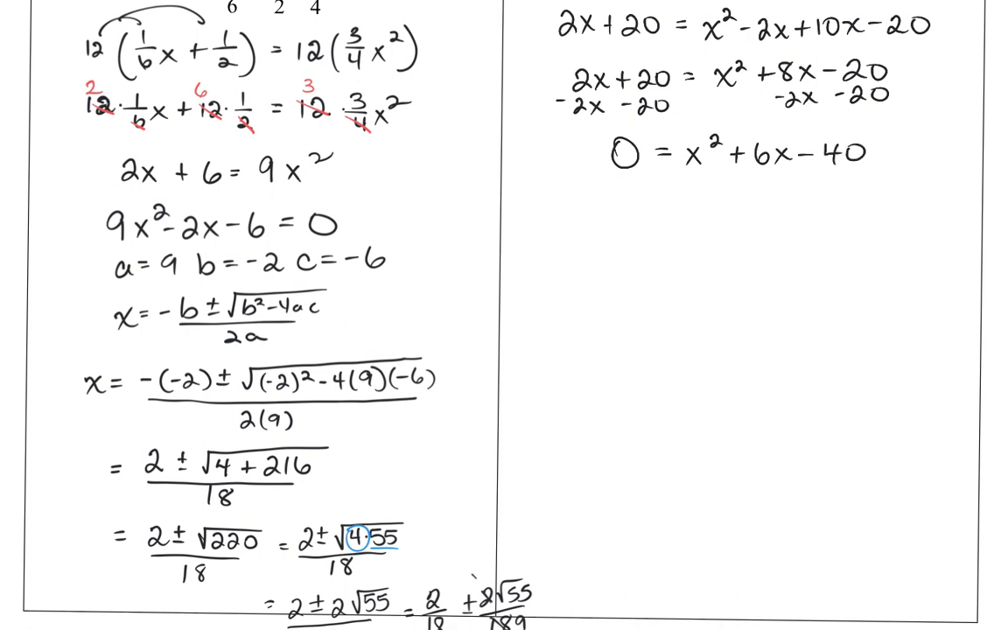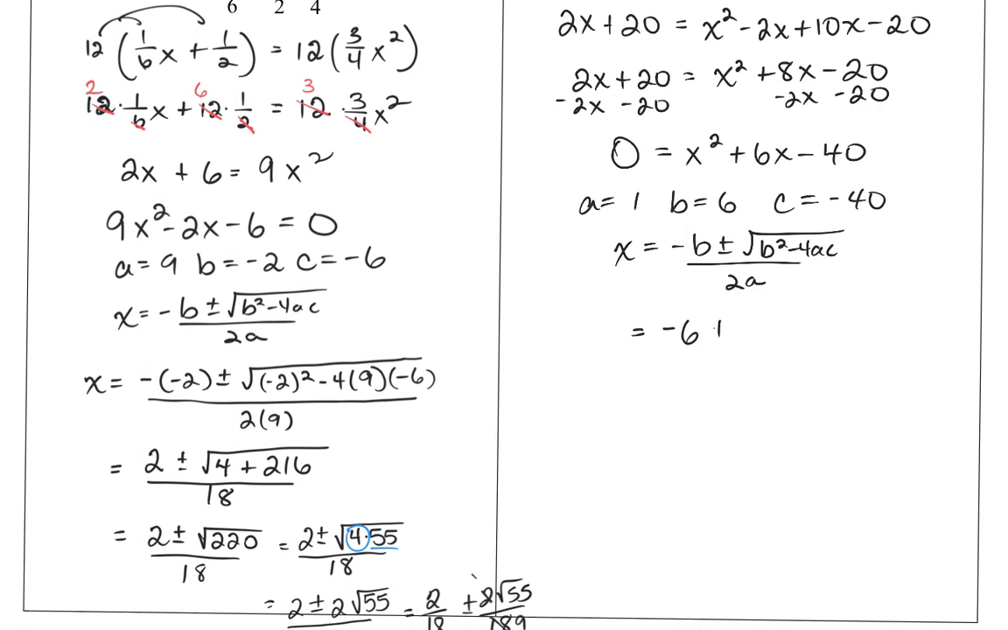And that one won't factor. I can't think of two numbers. Oh, yes I can. So this one would factor, but we'll go ahead and do it. So a equals 1, b equals 6, and c equals negative 40. This is good practice. So x equals negative b plus or minus the square root of b squared minus 4ac all over 2a. If you want, pause it. Do it on your own.